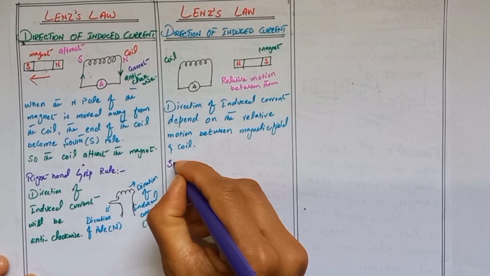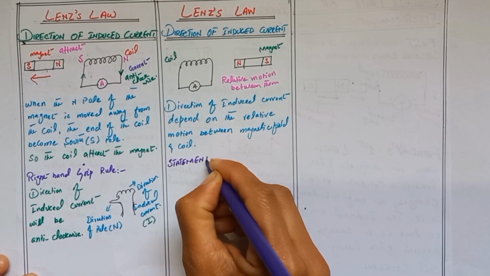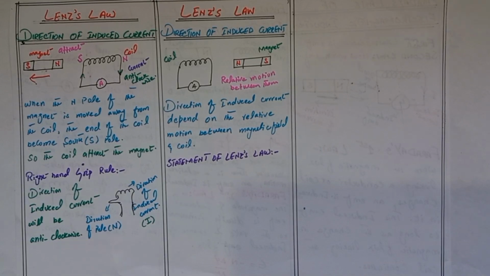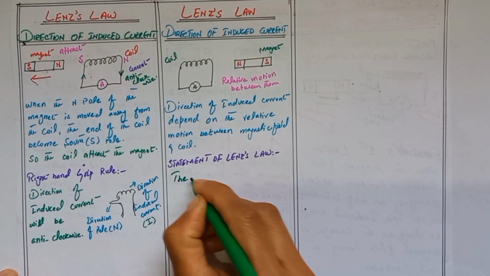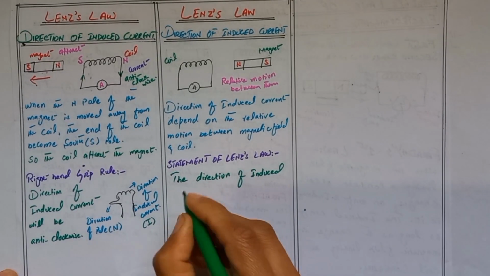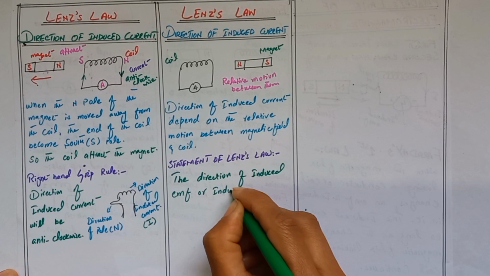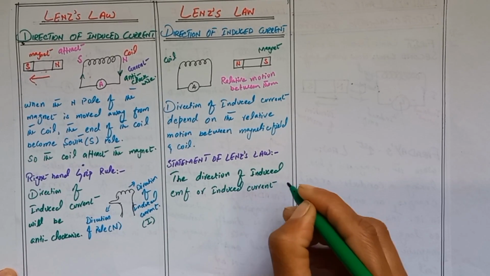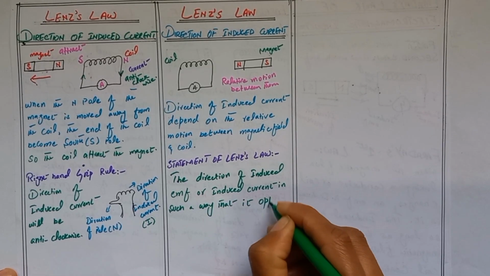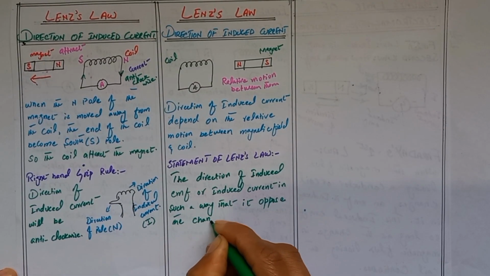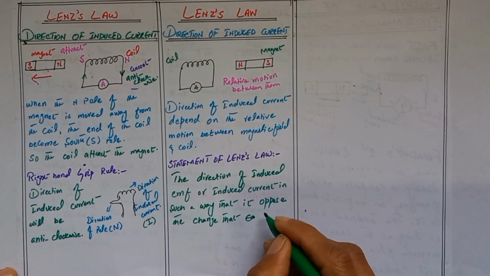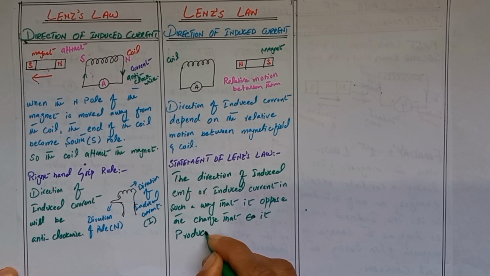Now we discuss the statement of Lenz law. The direction of induced EMF or induced current is in such a way that it opposes the change that is producing it.